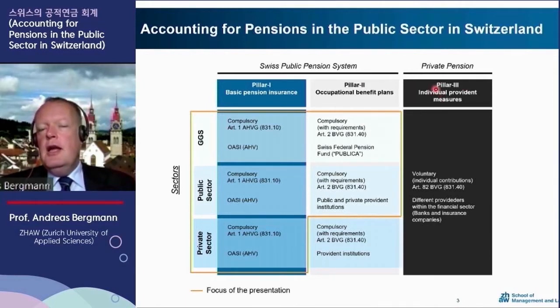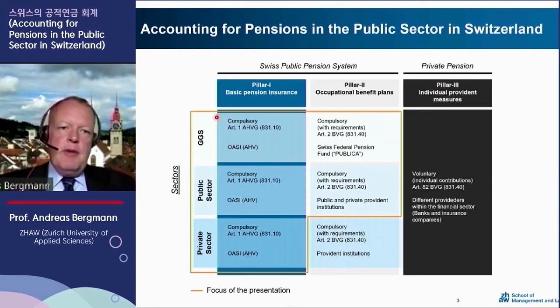And then Pillar 3 is the individual voluntary pensions, which you can do. There are some tax incentives to do so, but it's all private and it's not related to your employment. So we will not talk about this third pillar at all, because it's really individual. We will talk about this orange boundary. We will talk about Pillar 1, which is the general pension for the entire population. And we will talk about Pillar 2 as far as government employees and employees of the public sector are concerned. We will not talk about private enterprises.